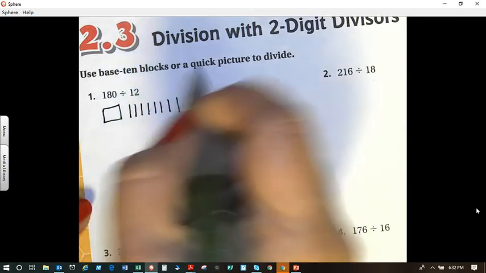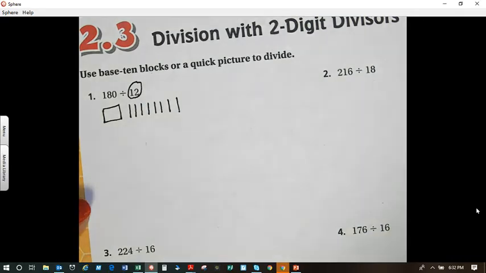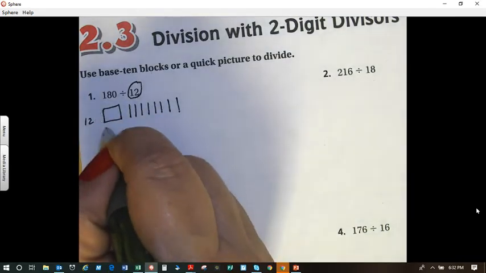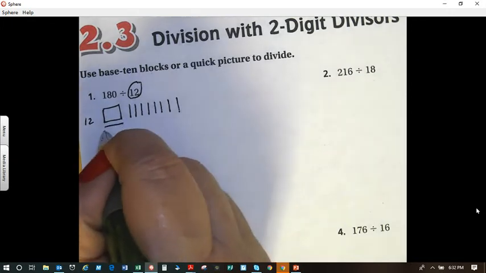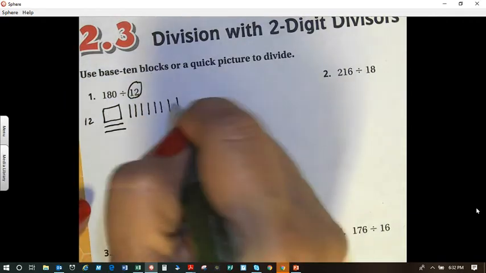Now we said that my 12 is going to be my divisor. So I need to have 12 coming down here. So this is 10, and I need two more. Not more, but two more. So this would be 11, 12. So I have 10 groups of 12, and I'm going to cross these out here.